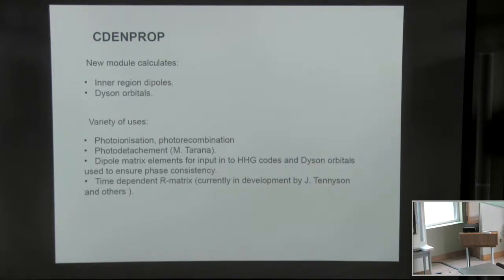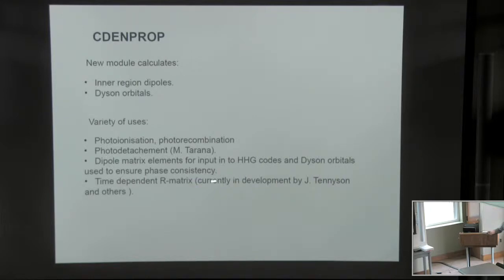So this is all implemented in CDEMPROP. It calculates inner region dipoles and Dyson orbitals, and it's being used at the moment by myself for photoionization and photorecombination. Michael is, I think, currently starting to use it for his photodetachment studies. I'm also using it for input to high harmonic generation codes, and this is the point where you need Dyson orbitals because you need some way of ensuring phase consistency of the dipoles between the two codes.